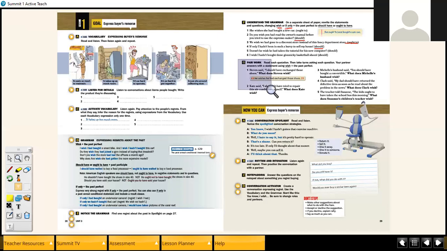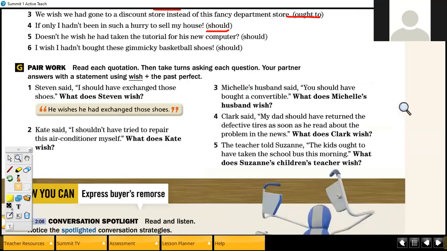And now let's go for the next activity, which is pair work. Read each quotation, then take turns asking each question. Your partner answers with a statement using wish plus the past perfect. For example, Stephen said, I should have exchanged those shoes. What does Stephen wish? He wishes he had exchanged those shoes. So I am going to ask you the questions and you answer to me, okay? Remember, you have to use wish or wishes.